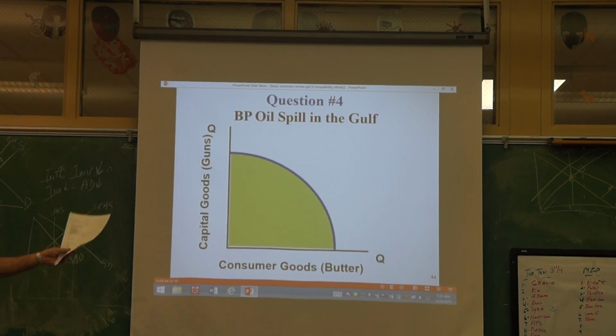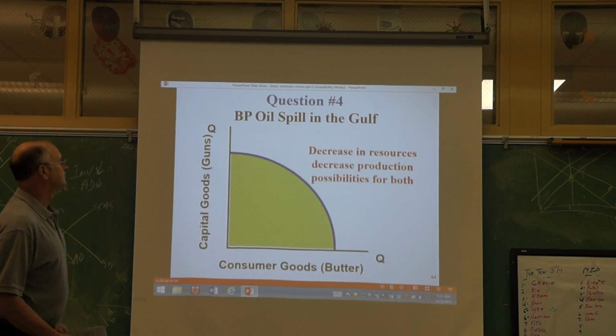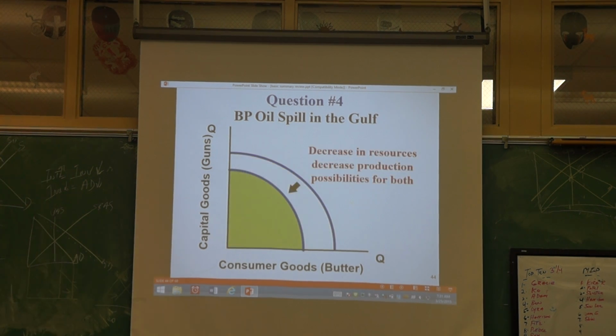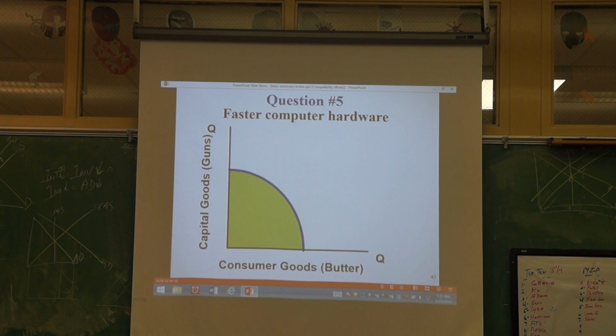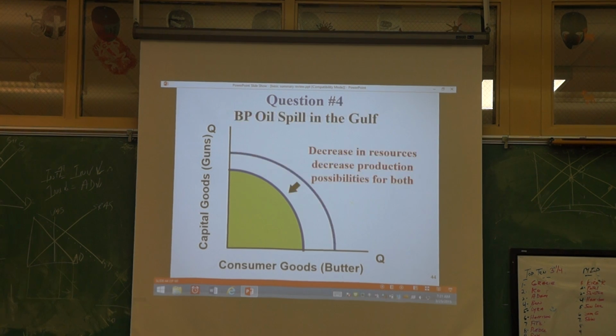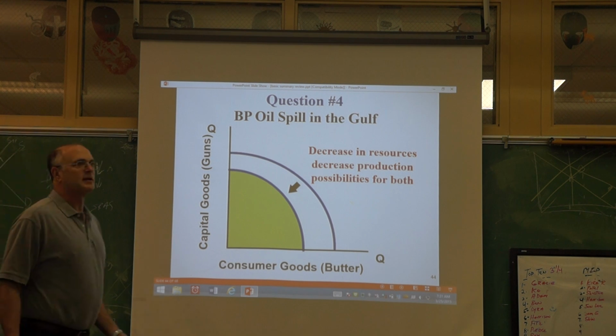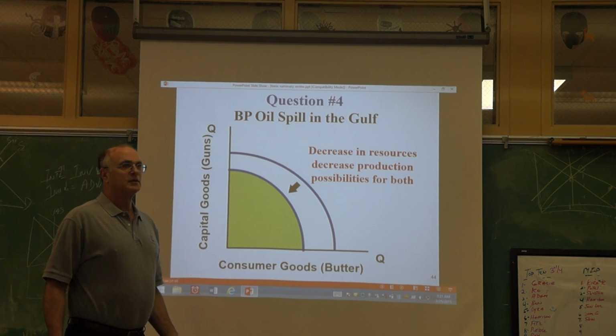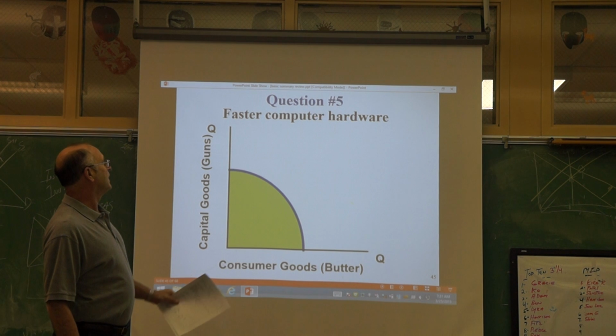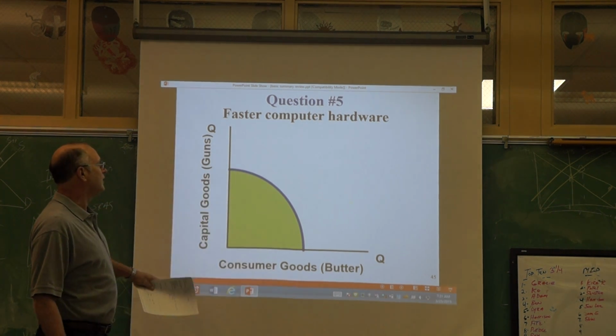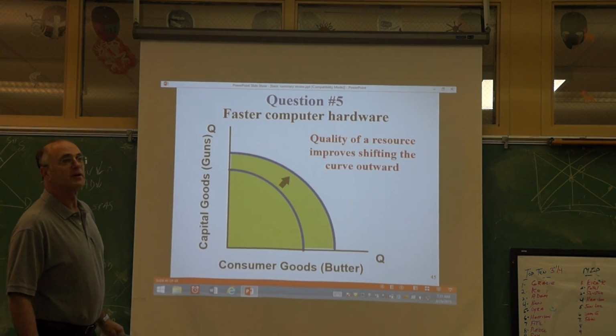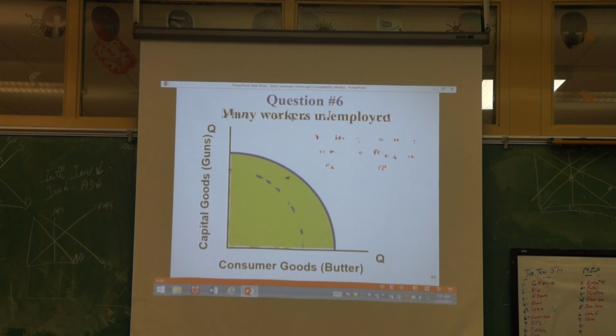BP oil spill, since oil runs the whole world. So, for that one, what other resources would they give you that you have to know, like oil is like a resource for everything, but what would there be another example? I mean, I'd say computer technology is one. Okay, I think I'm going to even put that one. Like faster computer hardware, it helps every business. Okay.